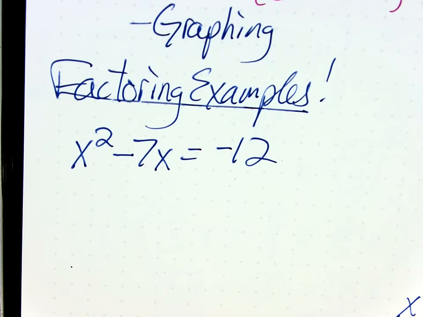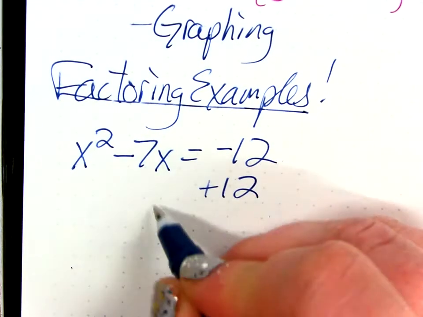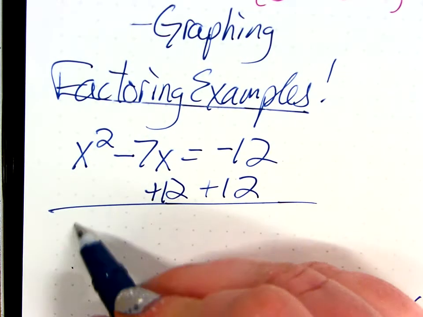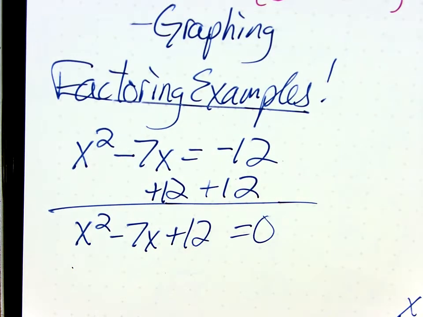What do you have to do first? Yes, all the terms have to be on one side. You might also call this setting it equal to 0. Whatever you say, you need to do this, right? Move that 12 over. x squared minus 7x plus 12. Okay, so now you're here.